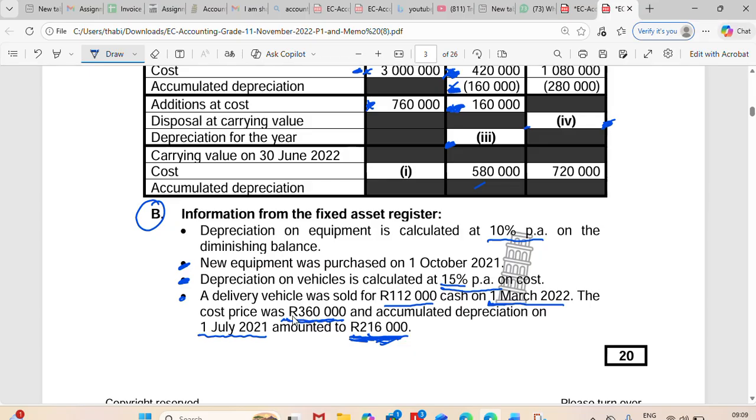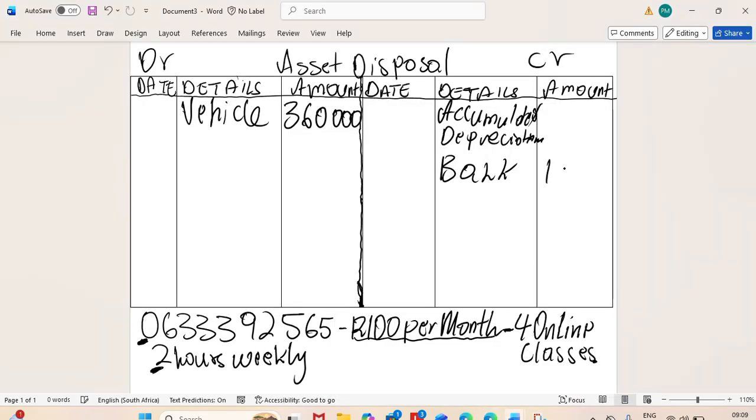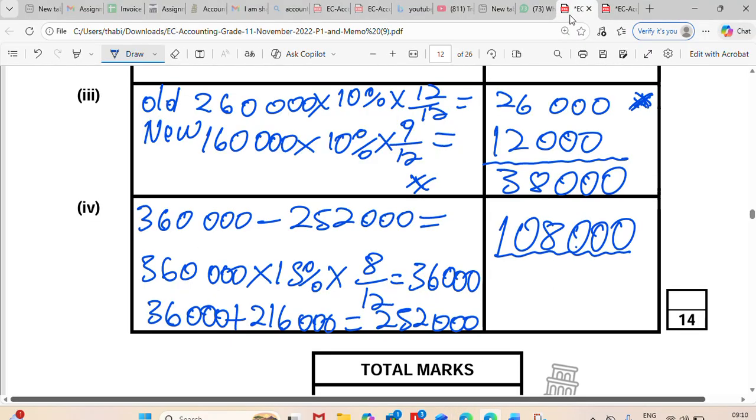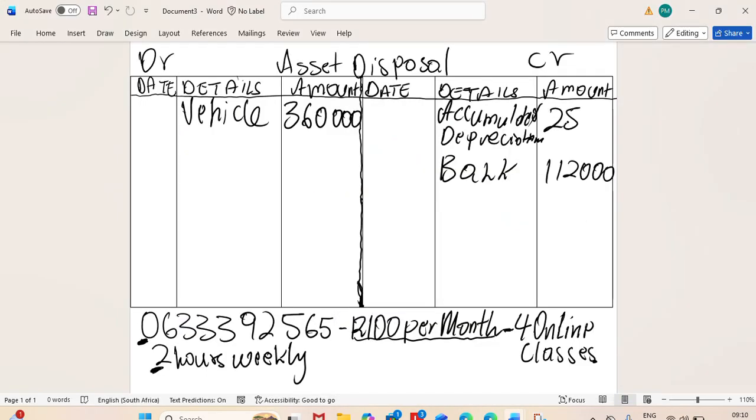The cost price is given, already calculated, recorded the cost price of 360,000. So a delivery vehicle was sold for 112,000 cash. That is the amount that we received. Then you go and credit that amount, 112,000. The accumulated depreciation, we already calculated it. Where is it? Here. Here is the accumulated depreciation on the day of sale, which is 252,000. You go and record it there, 252,000.